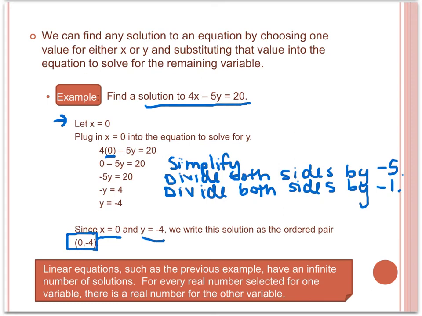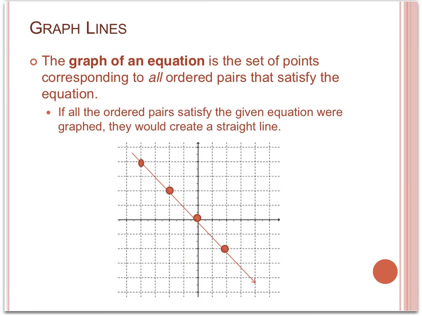Other linear equations, similar to this example, have an infinite number of solutions. For every real number we select for one variable, there is a real number for the other variable. To graph an equation, we connect the set of points that correspond to all ordered pairs that satisfy the given equation. If all the ordered pairs that satisfied the given equation were graphed, they would create a straight line.